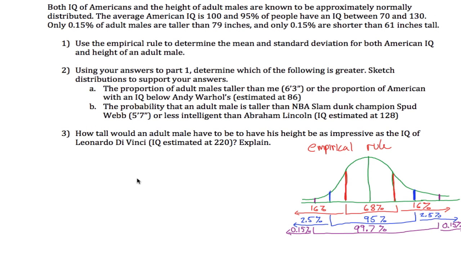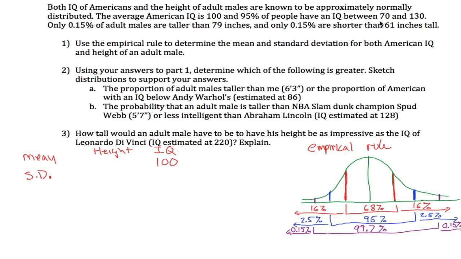So using that, maybe we'll need a little chart here. We want to figure out the mean and the standard deviation for both height and IQ. I think the problem gives us some of that. It says the average American IQ is 100. Okay, nice. The mean here is 100.